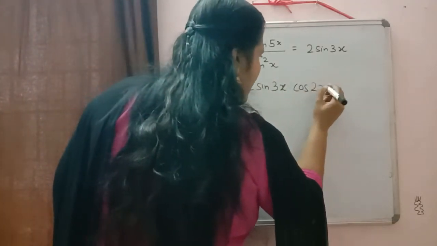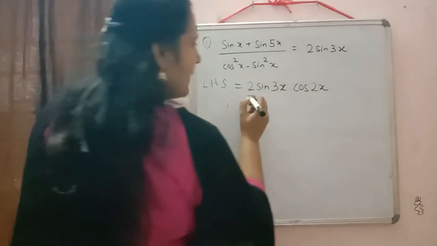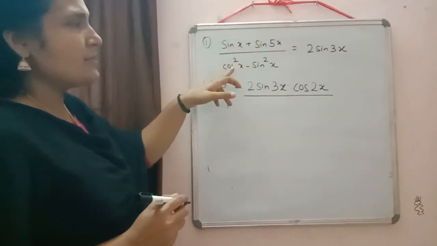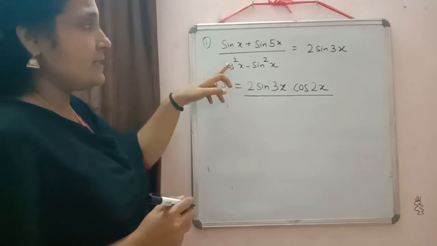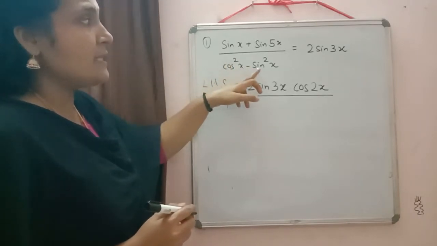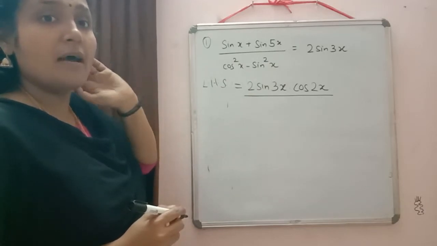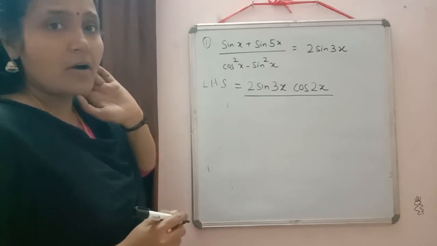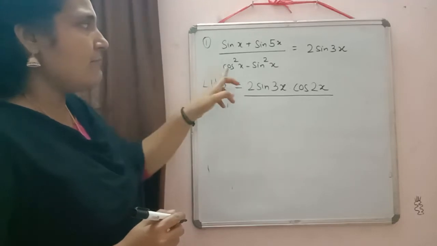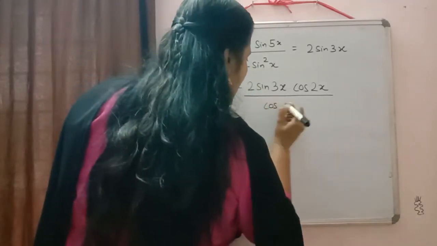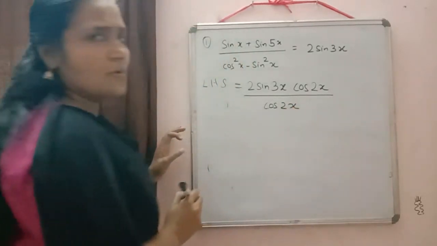Then we will get here cos 2x by. Now, do we know this formula? Where we wrote this formula? Yes, it is in the form of cos square theta minus sin square theta. And what we wrote the formula? That is equal to cos 2 theta. So in the same way, cos square x minus sin square x, that is the formula for cos 2x.